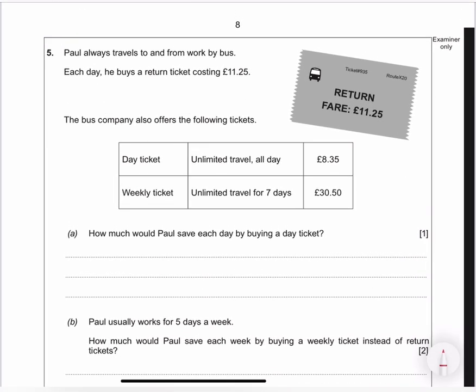So question 5. Paul always travels to and from work by bus, and each day he buys a return ticket costing £11.25. And in the table, we've got two types of tickets: a day ticket at £8.35 and a weekly ticket at £30.50. So how much would he save by buying a day ticket? I just underline two prices, take away one from the other to find how much you would save, and that is £2.90.